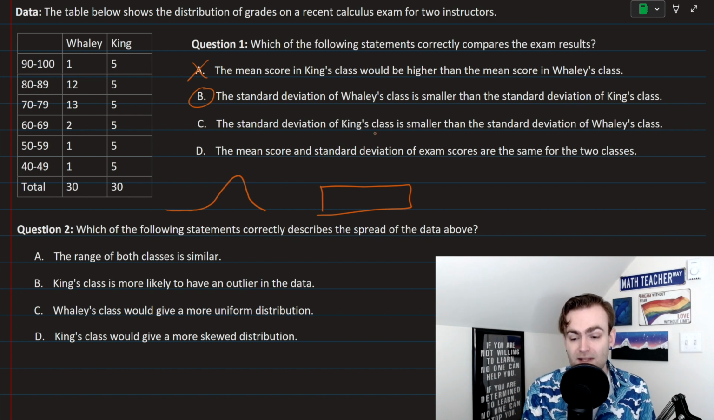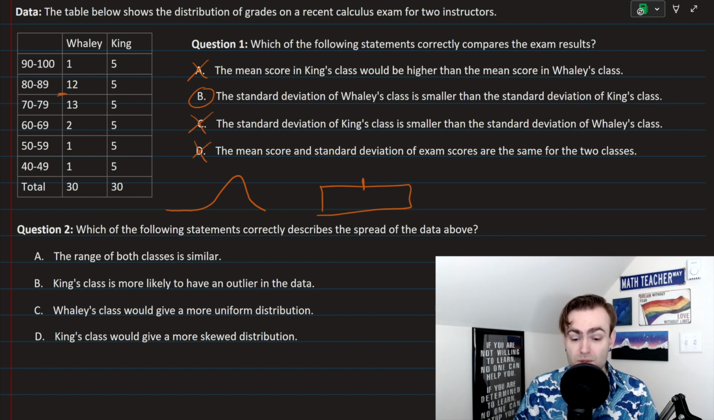C: The standard deviation of King's class is smaller. Well, that's the exact opposite of B. So if you ever get a question like that where you're given two options that are just complete opposites, it means that one of them is probably true. The last one, D: The mean score and standard deviation of the exam scores are the same for the two classes. Well, you can see that the normal distribution should have a mean, an average, right in the middle, where this data is skewed up some. So they would be different for the two different classes.